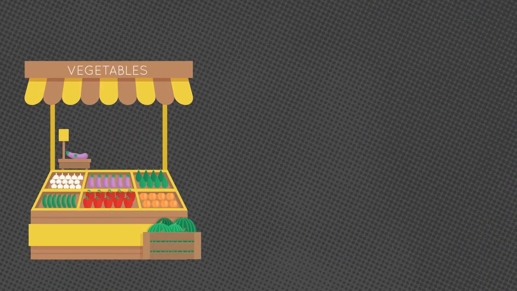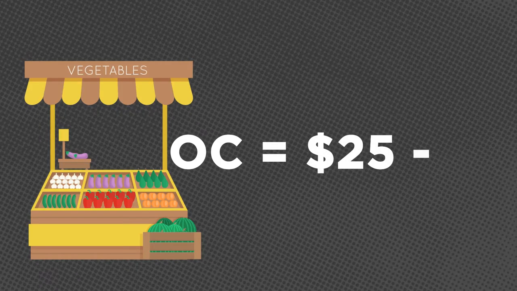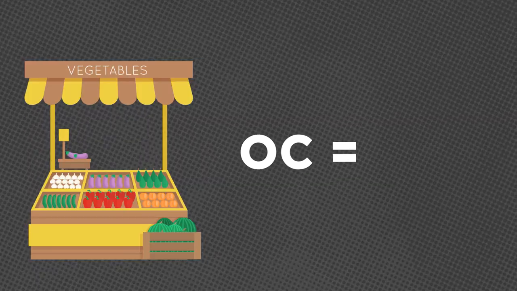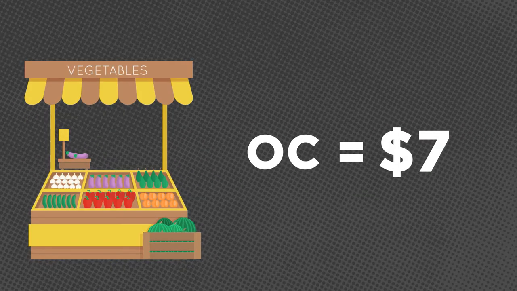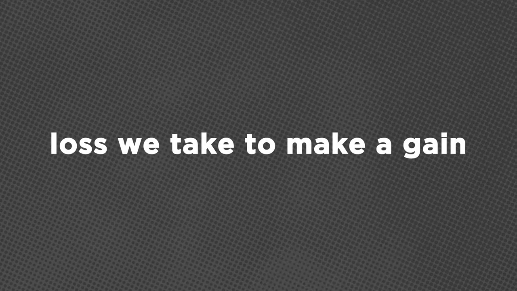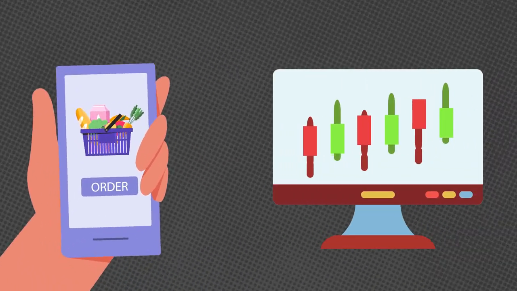Back to the dilemma. Since I'm broke, let's head to the market and calculate the cost. Delivery would have cost $25, while the market only cost $18. Therefore, we subtract the market cost from the delivery cost, leaving us with $7, the value of the alternative. This opportunity cost is the loss we take to make a gain, and it helps us make informed decisions from anything like ordering food to buying stocks.